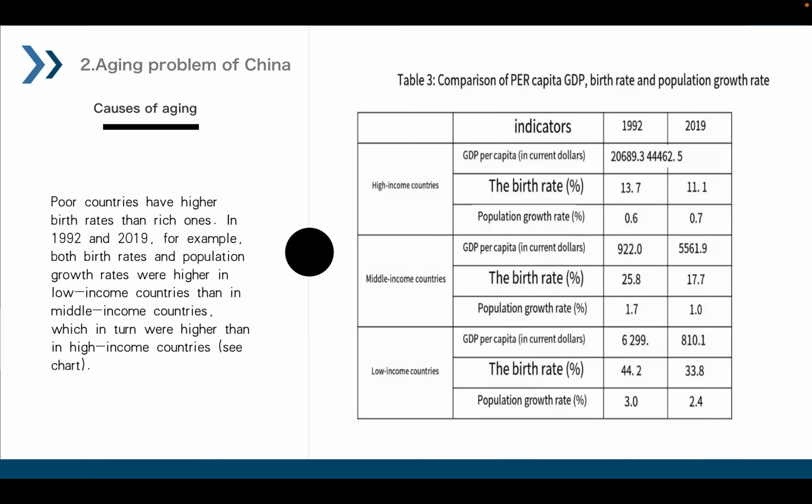The chart shows the fertility choices of some middle, low, and high income groups. It can be seen that citizens with higher incomes have lower fertility rates, which also confirms that the decline of fertility in China is related to economic development.